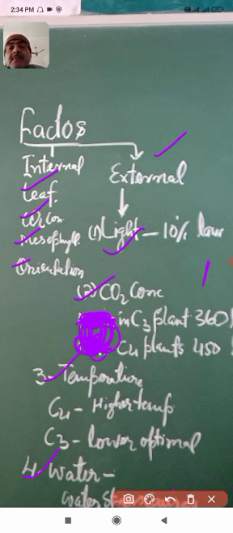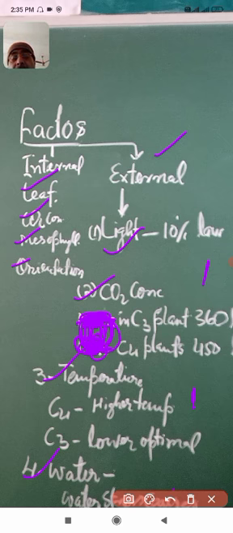Too much fixation of carbon dioxide takes place, and more than this will be harmful for the chlorophyll and plant body. Dear students, temperature: higher temperature gives a side effect to C3 plants. C3 plants need only a lower optimal temperature, while C4 plants need higher temperature, because they are high temperature adapted plants. So temperature is also a limiting factor for C3 plants.